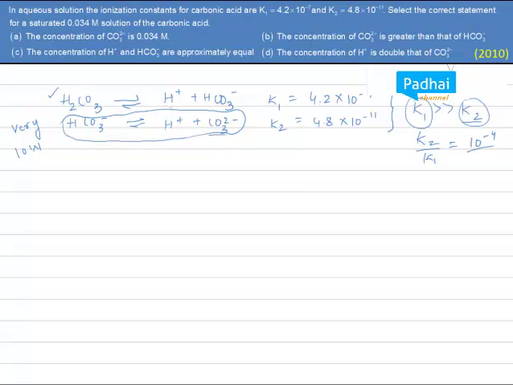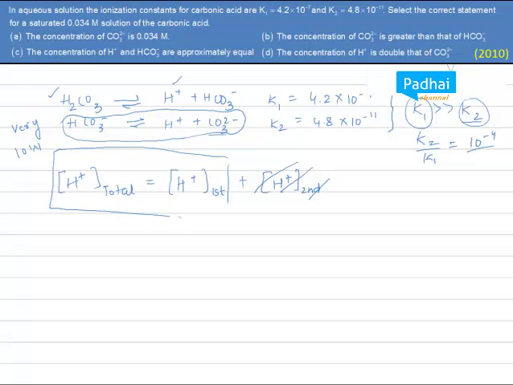Now if I talk about the total concentration of H plus, it should be equal to what? H plus from the first equation plus H plus from the second equation, right? Now if K2 is very small, that means this dissociation will be very less. That means we can directly cancel this out. So we can directly write that H plus total will be equal to H plus from the first equation.